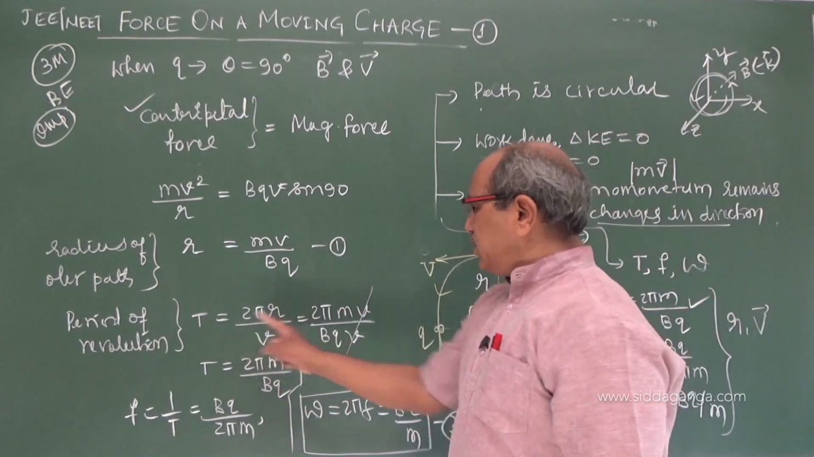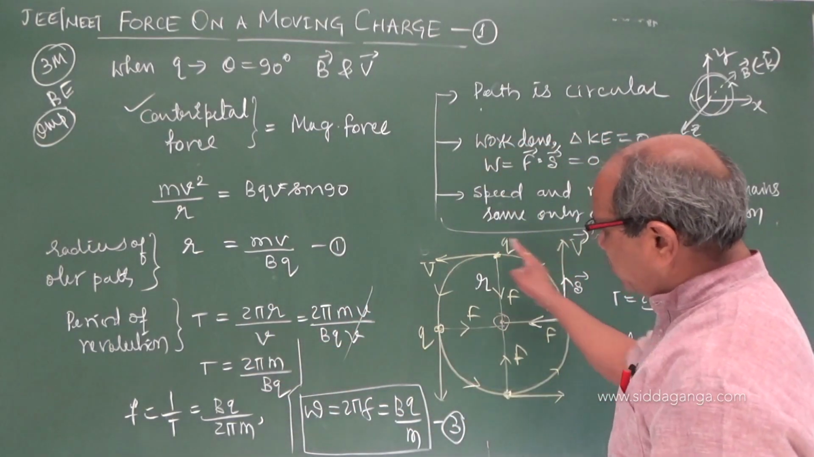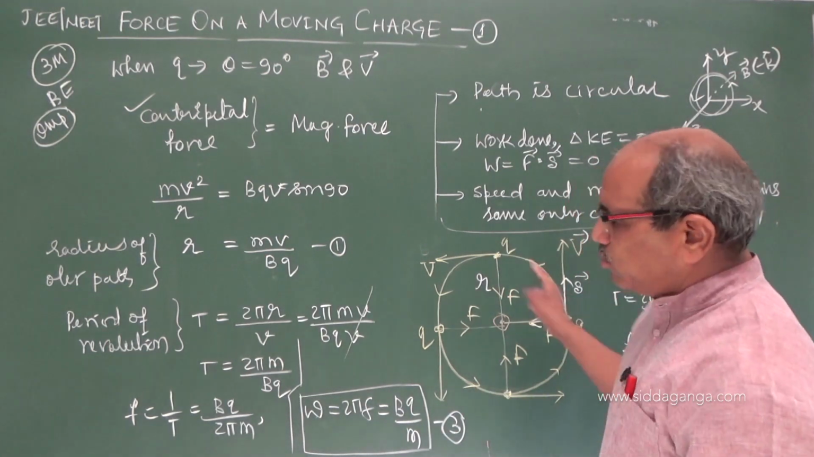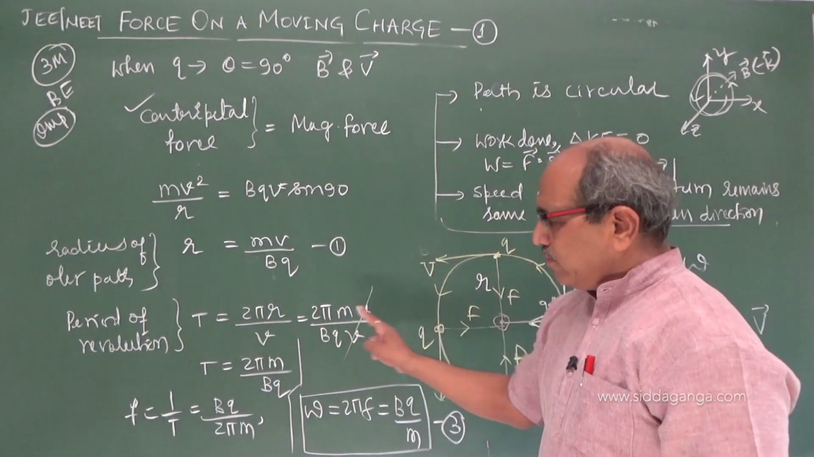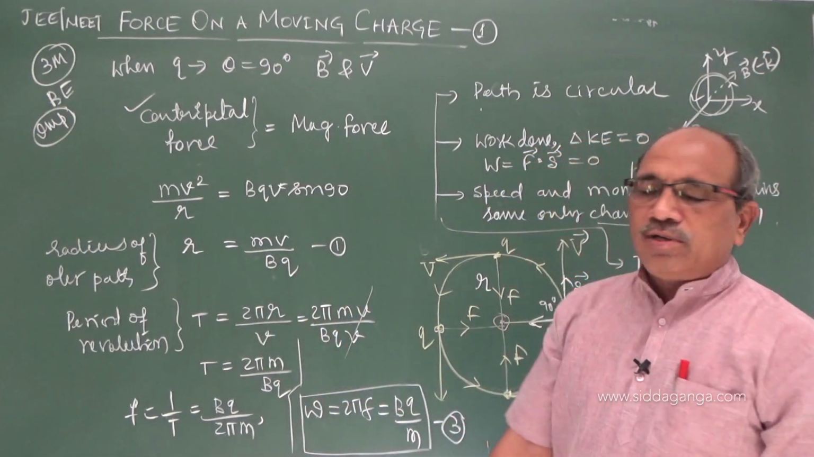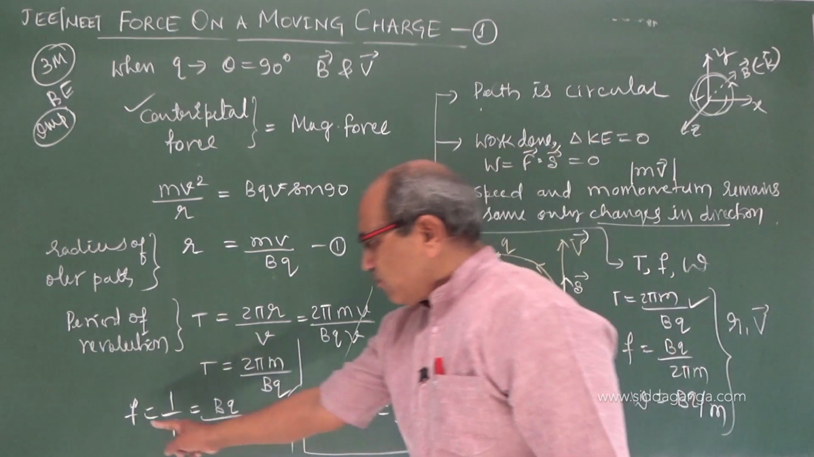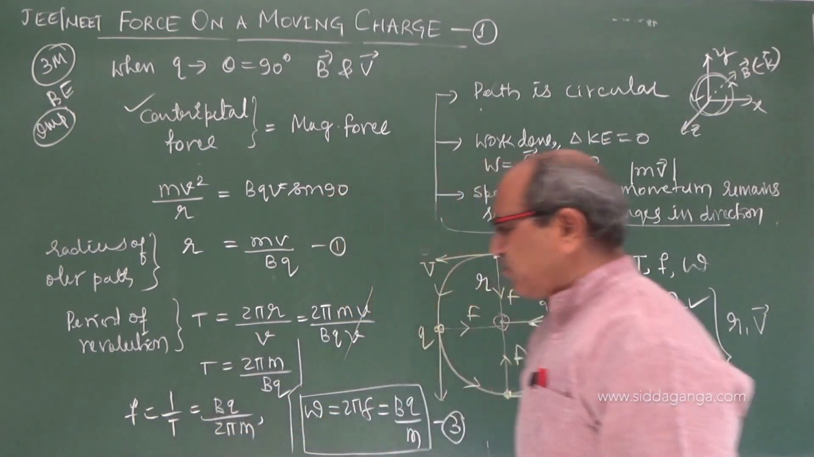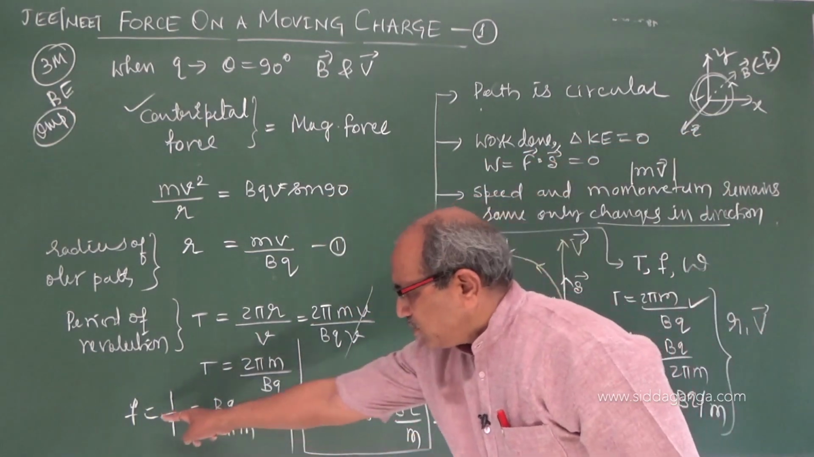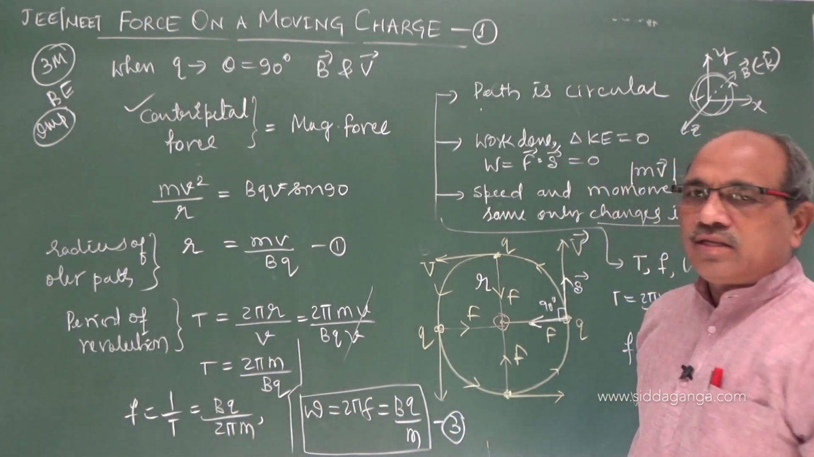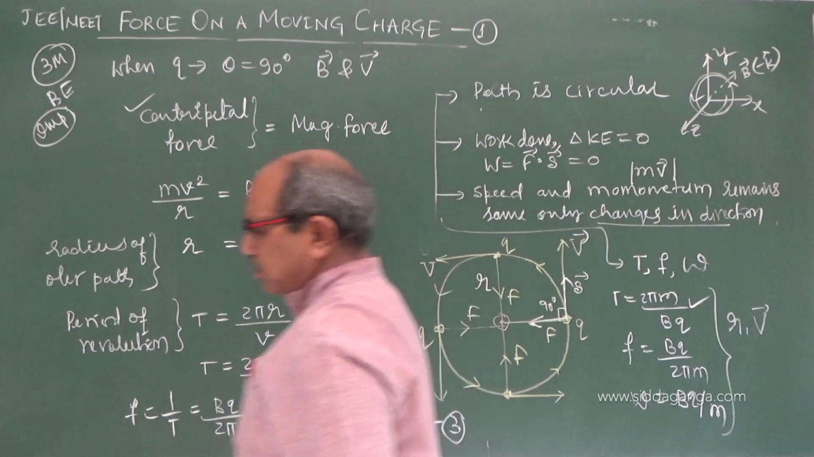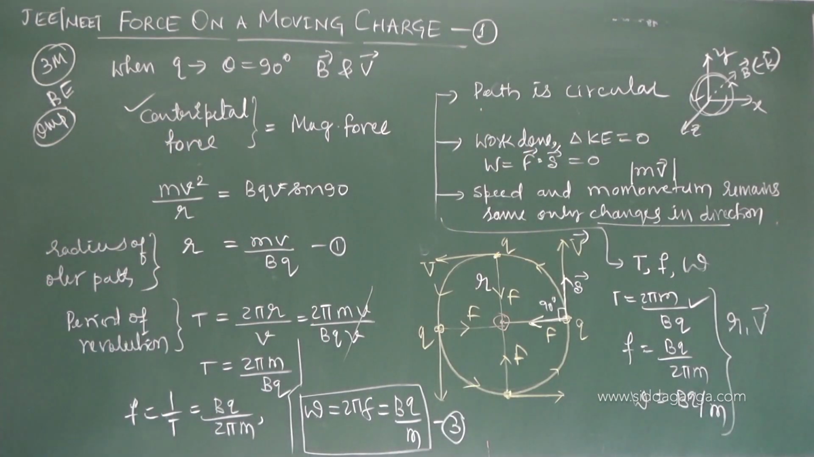Period of revolution is the distance covered to complete one revolution, the circumference 2 pi r, divided by velocity. Substituting r from here, we get the expression 2 pi m upon Bq. Frequency is nothing but the reciprocal of the period. If you take 2 pi to the other side, that becomes angular frequency equal to Bq by m. An important derivation asked in the examination.